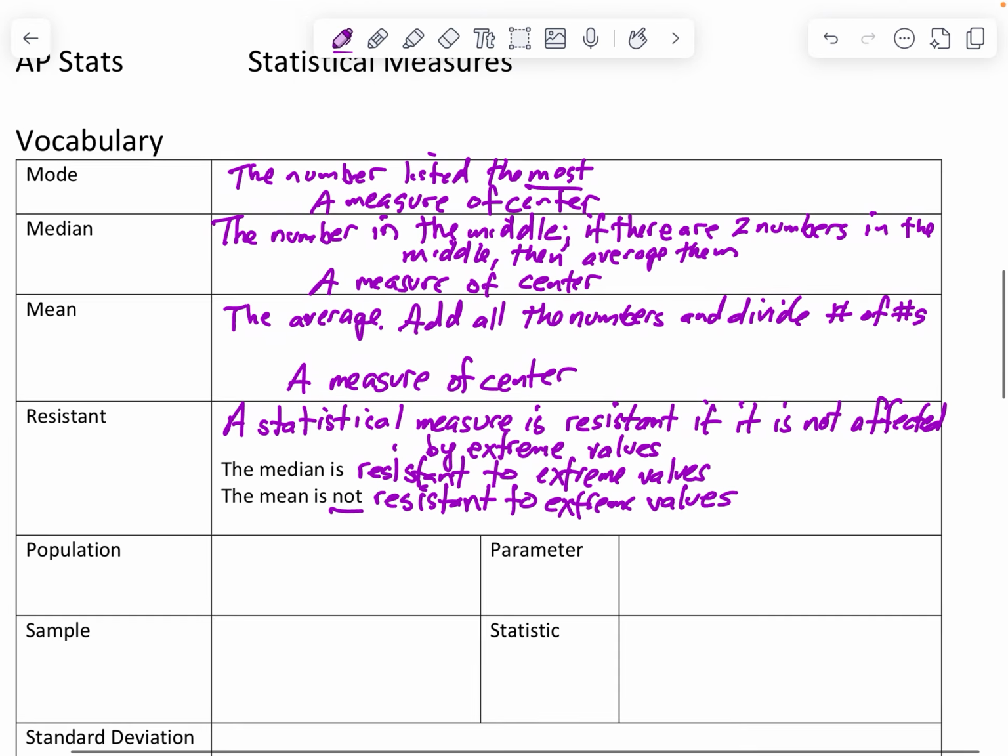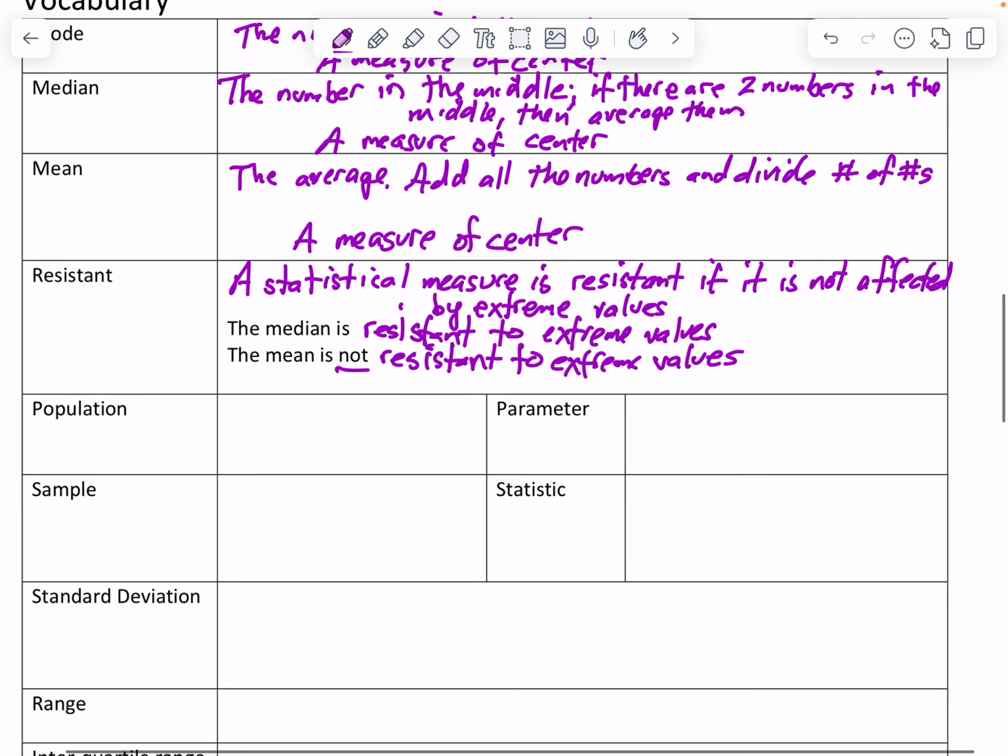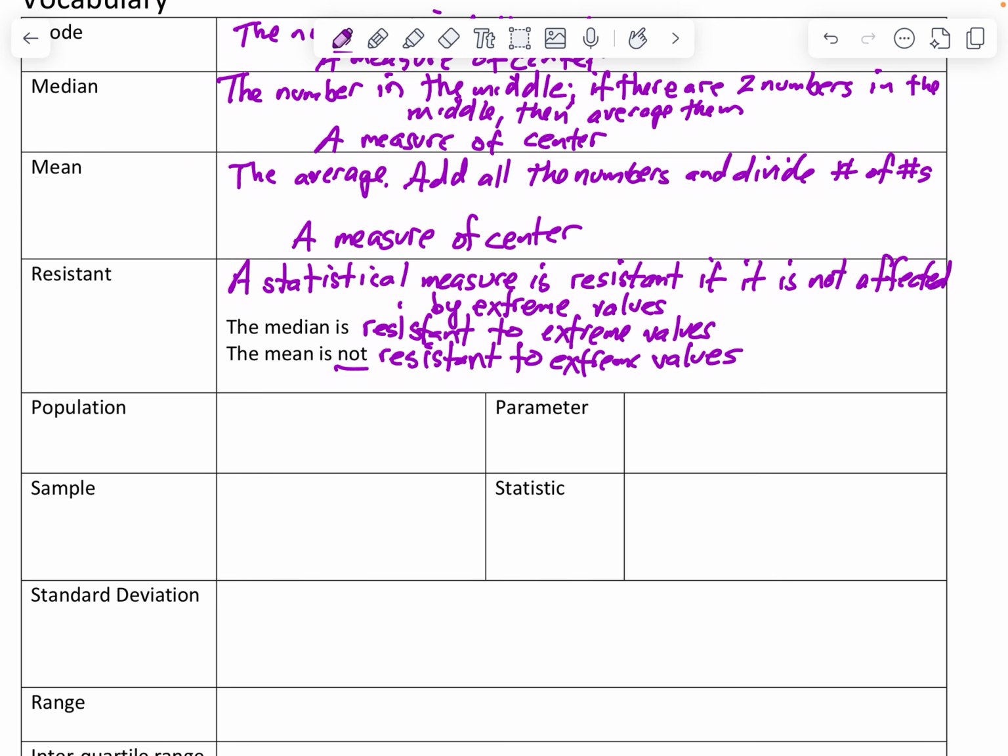Now, those are the measures of center and talking about resistant. Let's talk about a couple words that we'll be using. Population and sample, parameter and statistic. Just so you're aware, population and parameter go together, sample and statistic go together. It's kind of convenient because of the first letters. We're talking about a population. It's every individual in the group.